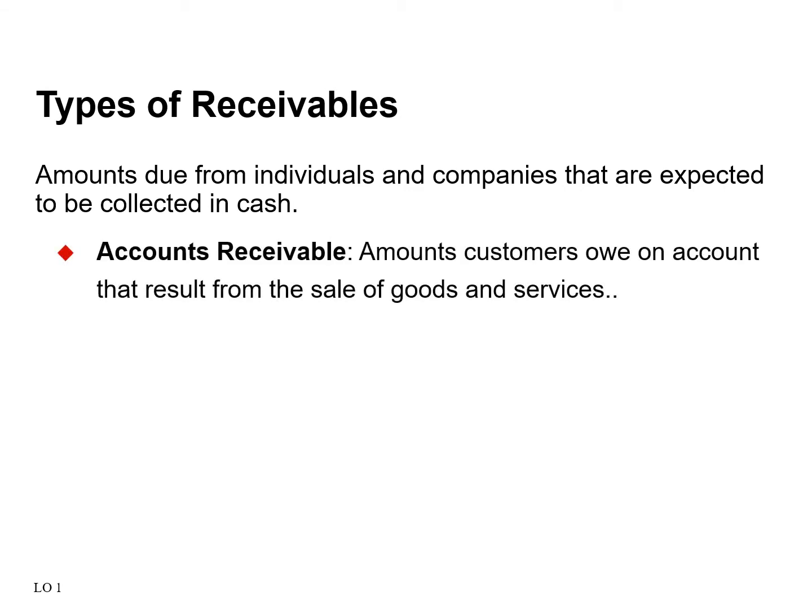Accounts receivable are amounts customers owe that result from the sale of goods and services on account. Accounts receivable serves as a control account because it summarizes the total of all the individual customer receivables. Companies generally expect to collect accounts receivable within 30 to 60 days.